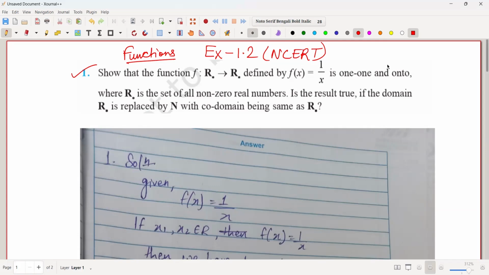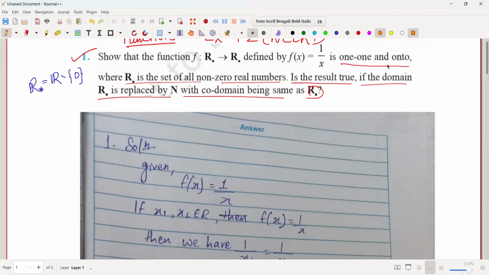where R star is the set of all non-zero real numbers. Is the result true if the domain R star is replaced by N and with the codomain being R star? Okay, so what is R star? R star is the real numbers minus the element 0, non-zero real numbers.